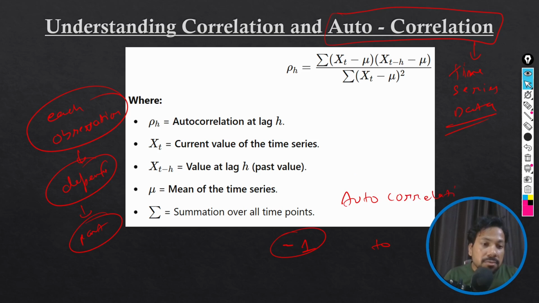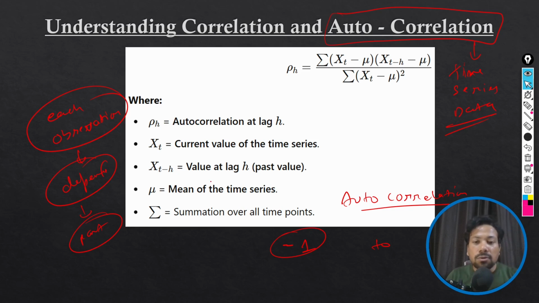If our autocorrelation comes closer to 1, that means our present value is strongly influenced by our past value in a positive way. If yesterday's temperature was increasing, then today's temperature will also increase. If yesterday's sales were higher, then today's sales are also going to be higher. If yesterday's temperature was decreasing, then today's temperature will also decrease, right?